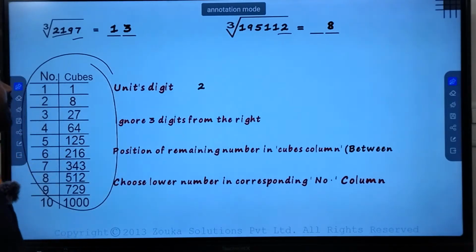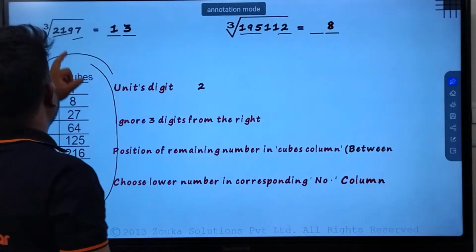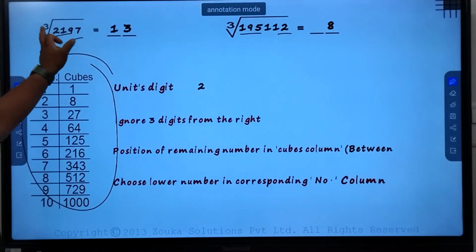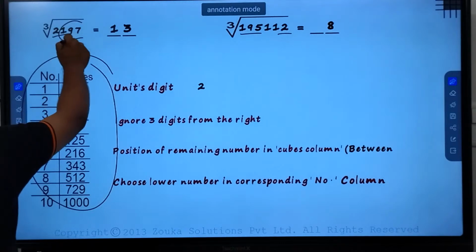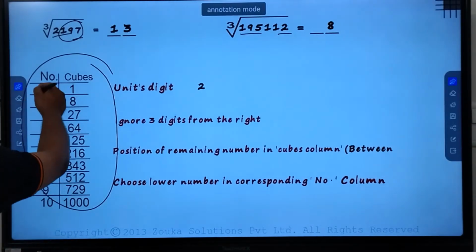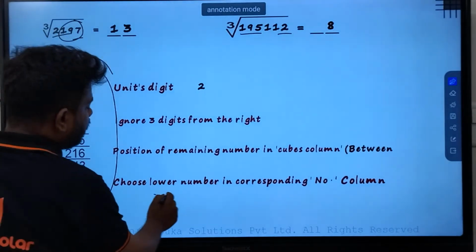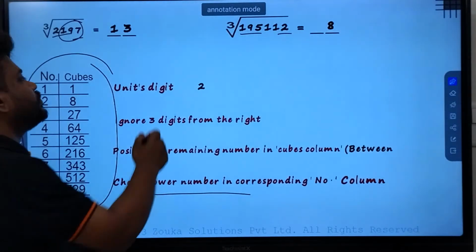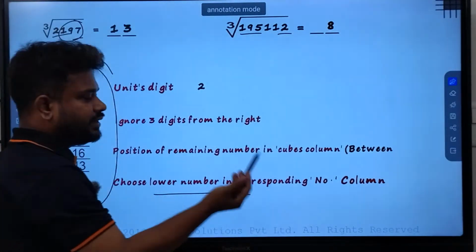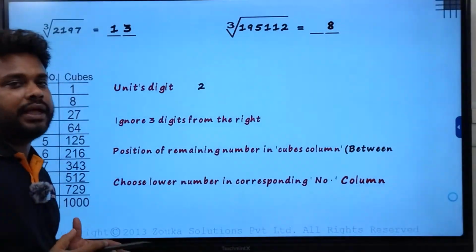Then we have to ignore the 3 digits from the right. Then we look at the position of the remaining number in the cubes column. If we remove all 3 digits, we are getting 2, and 2 is a number between 1 and 8, which are the cubes of 1 and 2, and we are writing 1 here, taking the lower number. And for this one we are also doing it in the same way. So this is the quick and short method.